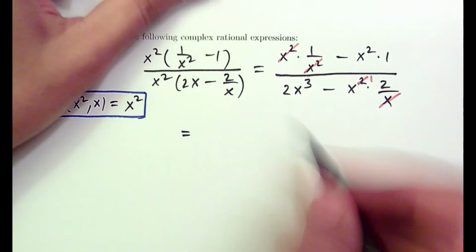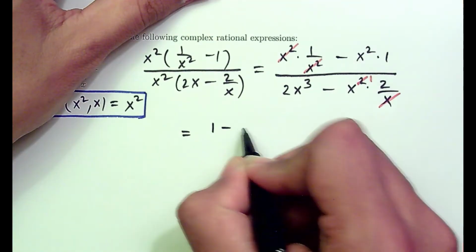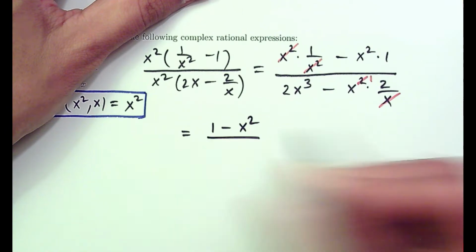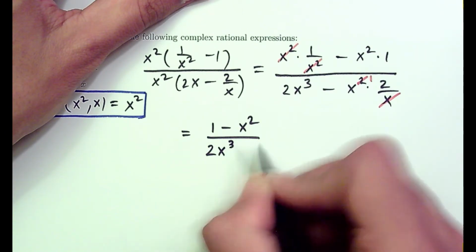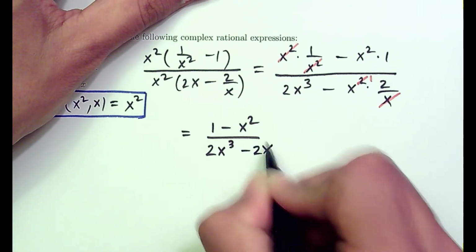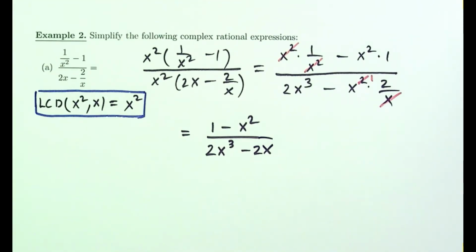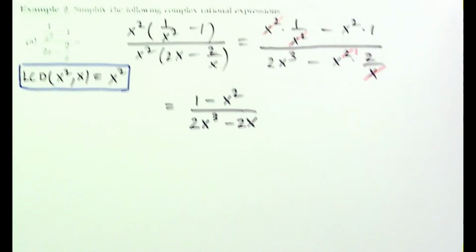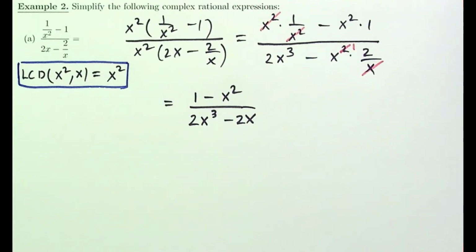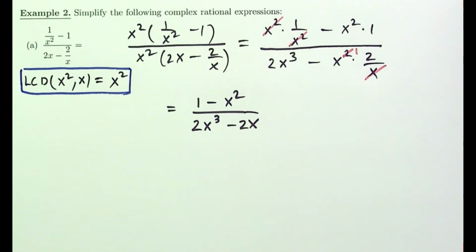So what do we have? We have 1 minus x squared, all that over 2x cubed minus 2x. Okay, that's what we got. And then we have to think whether that is simplified as much as possible. Can we keep going and simplify this a little bit more? Well, we don't know, but we should try.